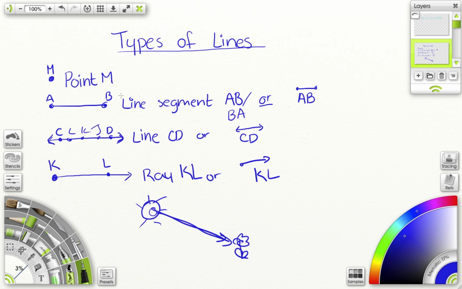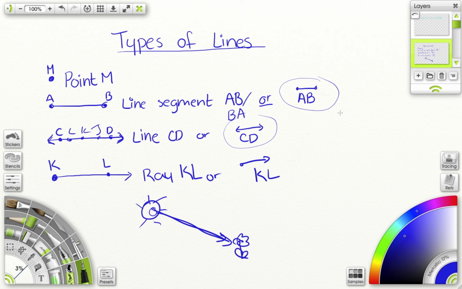You'd either write it out as line segment with the letters, or you can do this shortcut notation. The reason I'm teaching you both ways is because if you're typing out your answers, you're not going to be able to type this out on a computer. But you can type out line segment AB, you can type out line CD, you can type out ray KL. This would be the notation you would use on pen and paper, if that's what you're using. And that's how you would label them.